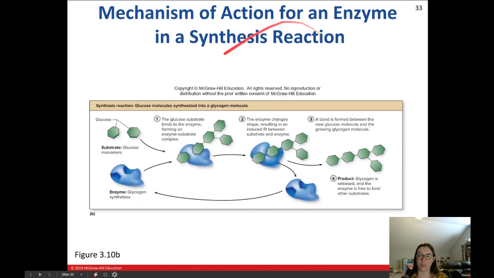It also can be used in synthesis reactions. Like in the liver, when we're storing glucose as glycogen, we have the enzyme glycogen synthetase. It's going to bind to two separate glucose molecules. Then remember that in this dehydration synthesis reaction, we have to take a hydrogen ion off one and hydroxide off the other, breaking those initial bonds before we make that new bond at the oxygen. So it's going to change the shape a little bit, decrease the activation energy, help those initial bonds be broken, and then make it easier to form the bond between the glucose molecules. Then glycogen is released, and the enzyme is free to participate in another reaction.